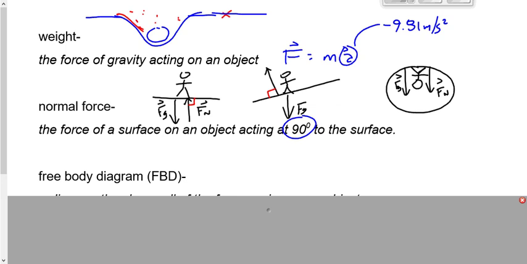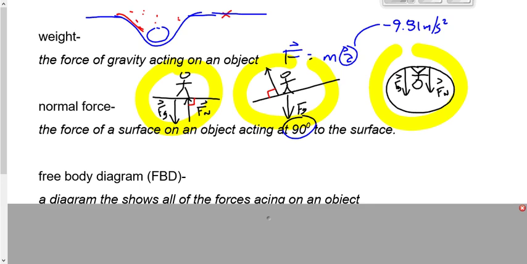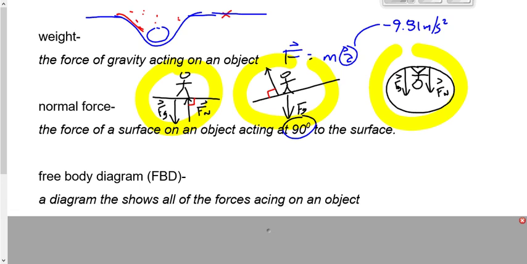We've already drawn a few free body diagrams. This is one. That's a free body diagram. So is this. So is this. Free body diagrams show all of the forces acting on an object. That becomes a critical tool for us to analyze multi-force problems. Problems involving not just the net force, but the forces that make up the net force.